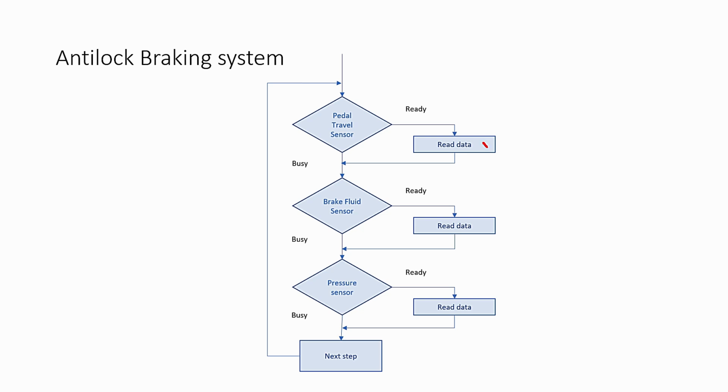For instance, let's say we got the pedal travel sensor data and the brake fluid sensor data. While executing and checking the pressure sensor data, we get a new update in the brake fluid sensor stating that the brake fluid is not sufficient. But the processor is processing the pressure sensor reading at this point, so it will neglect the update that happened in the previous step. Further, it will go to the next step, which can spoil the whole system and cause an accident. So this is how the busy wait system is not capable of handling safety critical applications.